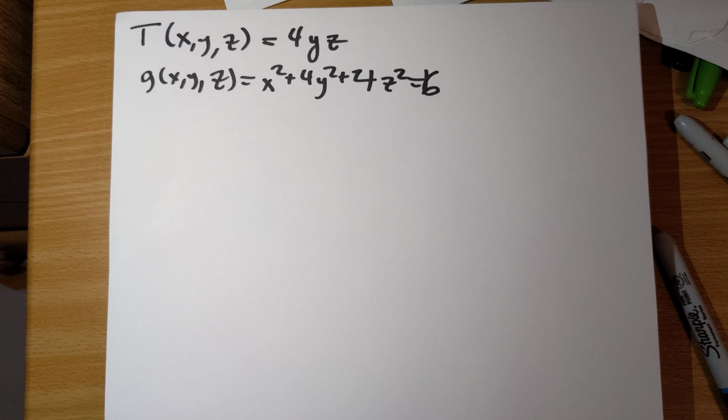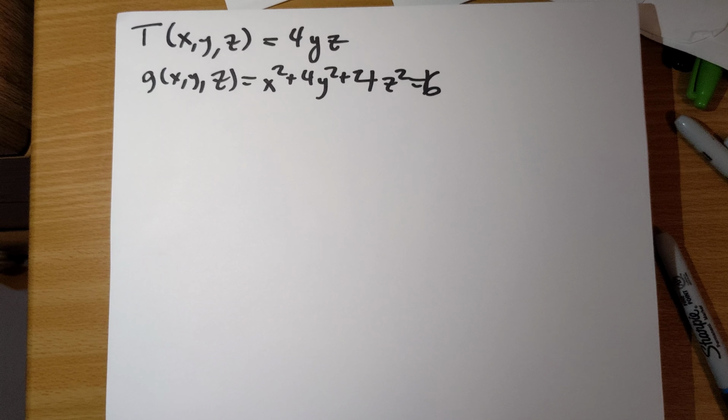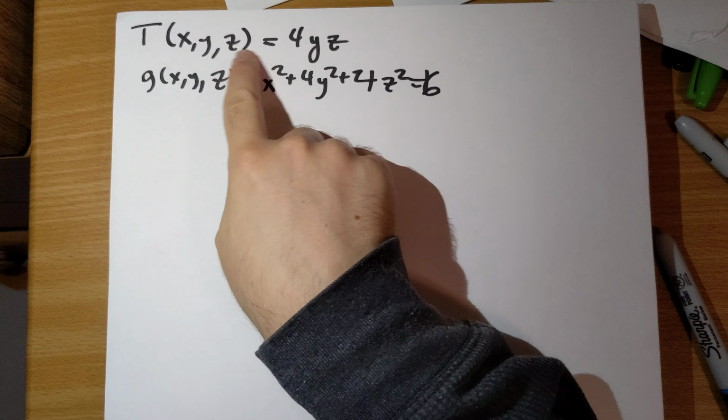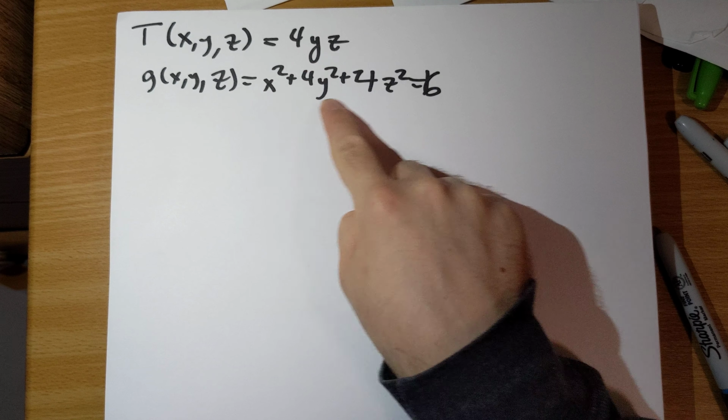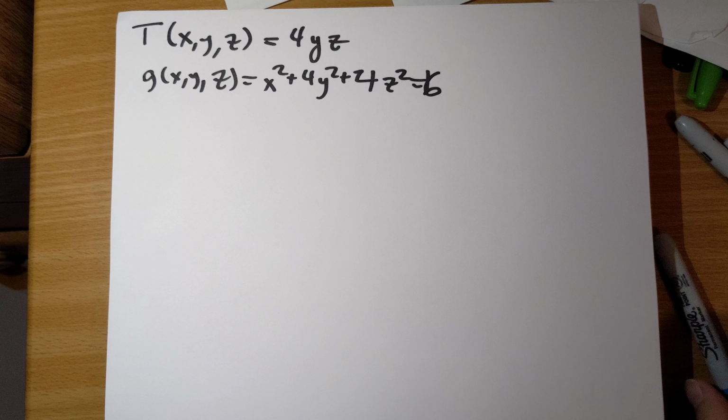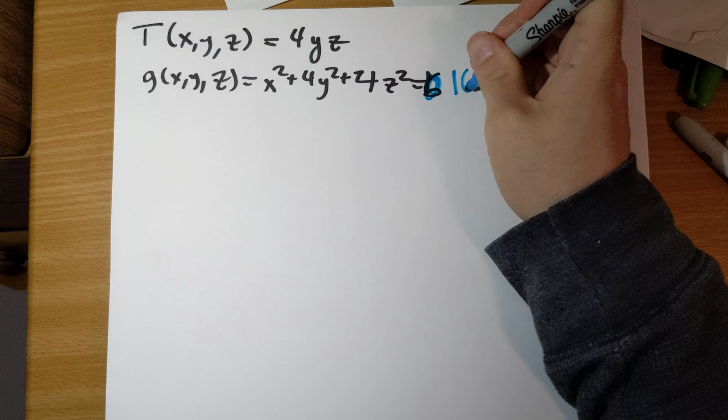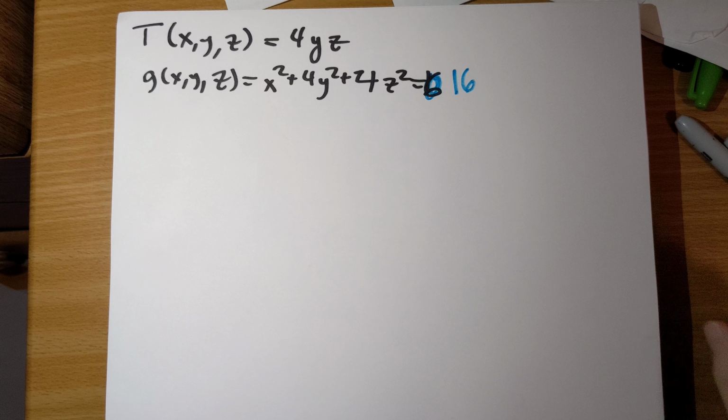Okay, so we have problem number 9 here about the space probe and Lagrange multipliers and all this stuff. What things boil down to is that we want to minimize or maximize T of x, y, z, which is 4yz, subject to the constraint x squared plus 4y squared plus 4z squared is equal to 16. Let me write that a little bit neater there.